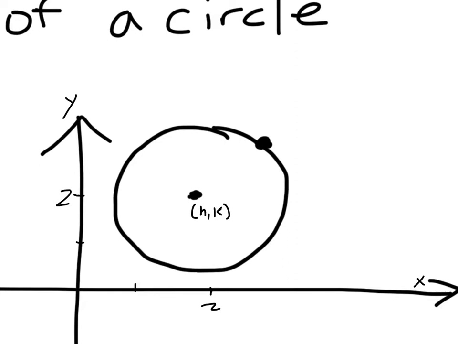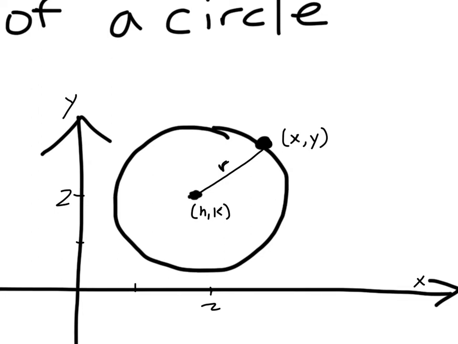Then I have another point. The point is just anywhere on the circle, so I just put it there. It could be anything, so I'm just going to write it as x comma y. And then there's the radius of the circle, which is going to be r.